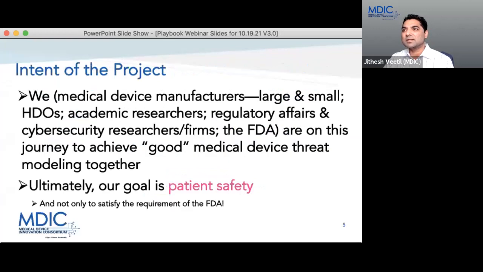Next slide, please. We just want to highlight that this project is not about an individual product; we are only as good as how well we can threat model the devices together, and it's a very collective effort. You can see the stakeholders involved, and we wanted to achieve good medical device threat modeling altogether. The prime focus here is patient safety, and by no means just to satisfy some requirement of FDA, even though FDA has helped to advance this particular project. Next slide, please.